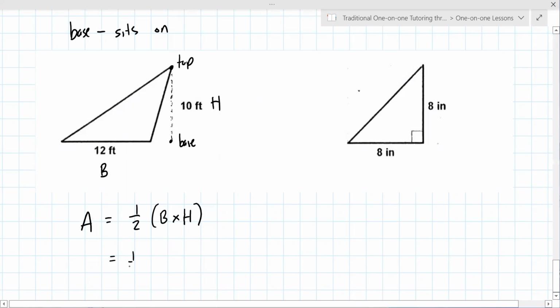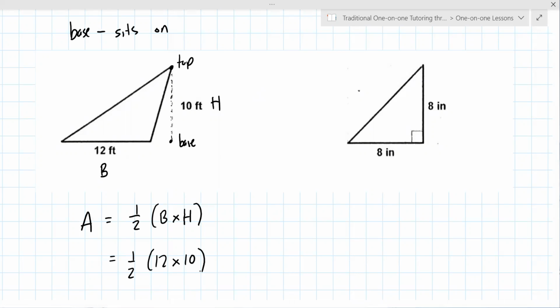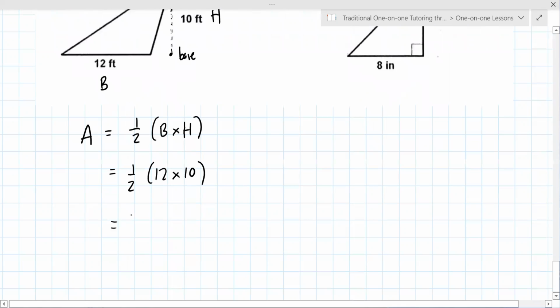Okay, so it's going to be 1/2 12 times 10. All right, 120. What is half of 120? 60. Yep, 60 what? What are the units? 60 feet. Anything else? Square. Yes, 60 square feet.